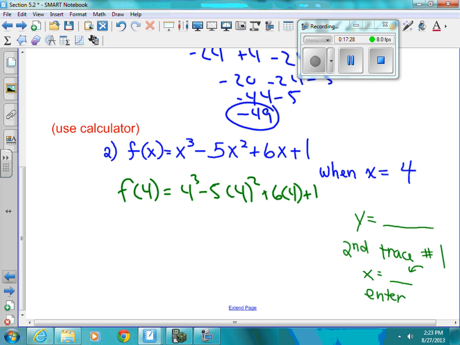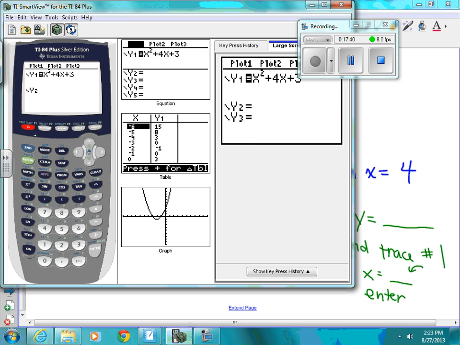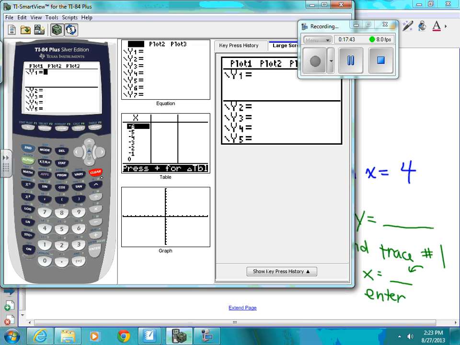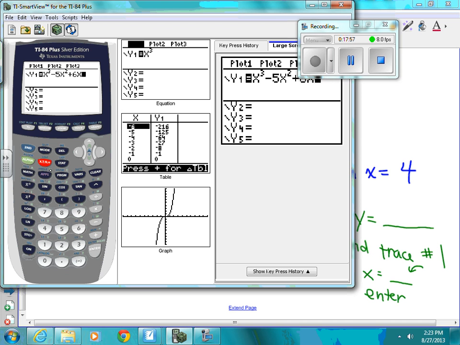So we can put it into y equals. We can put the equation f of x equals x cubed minus 5x squared plus 6x plus 1 in our calculator. So bring your calculator up, go to y equals, and clear out whatever I had in there from before. X to the third power minus 5x squared plus 6x plus 1. So we're putting it in with the variables in y equals. Okay, if I hit second and I hit trace, trace right here.